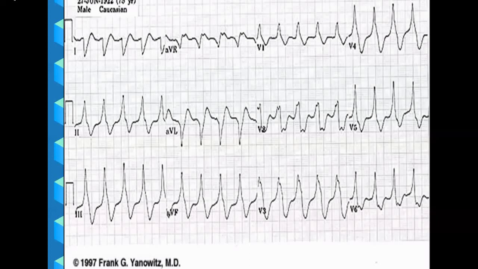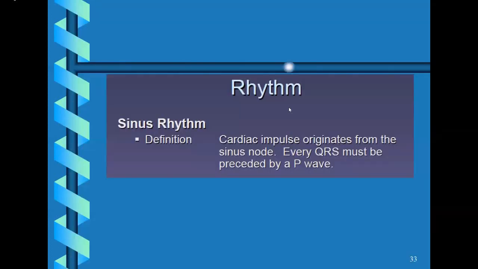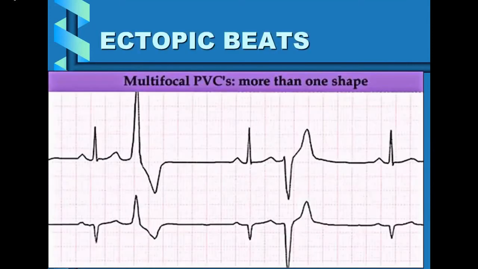Whenever you are interpreting an ECG, don't jump into the diagnosis, okay? You should be giving differentials, okay? And just like that, this is a wide complex tachycardia. I'm not going into the details of VT now. So the cardiac impulse originates from the sinus node. Every QRS must be preceded by a P wave.